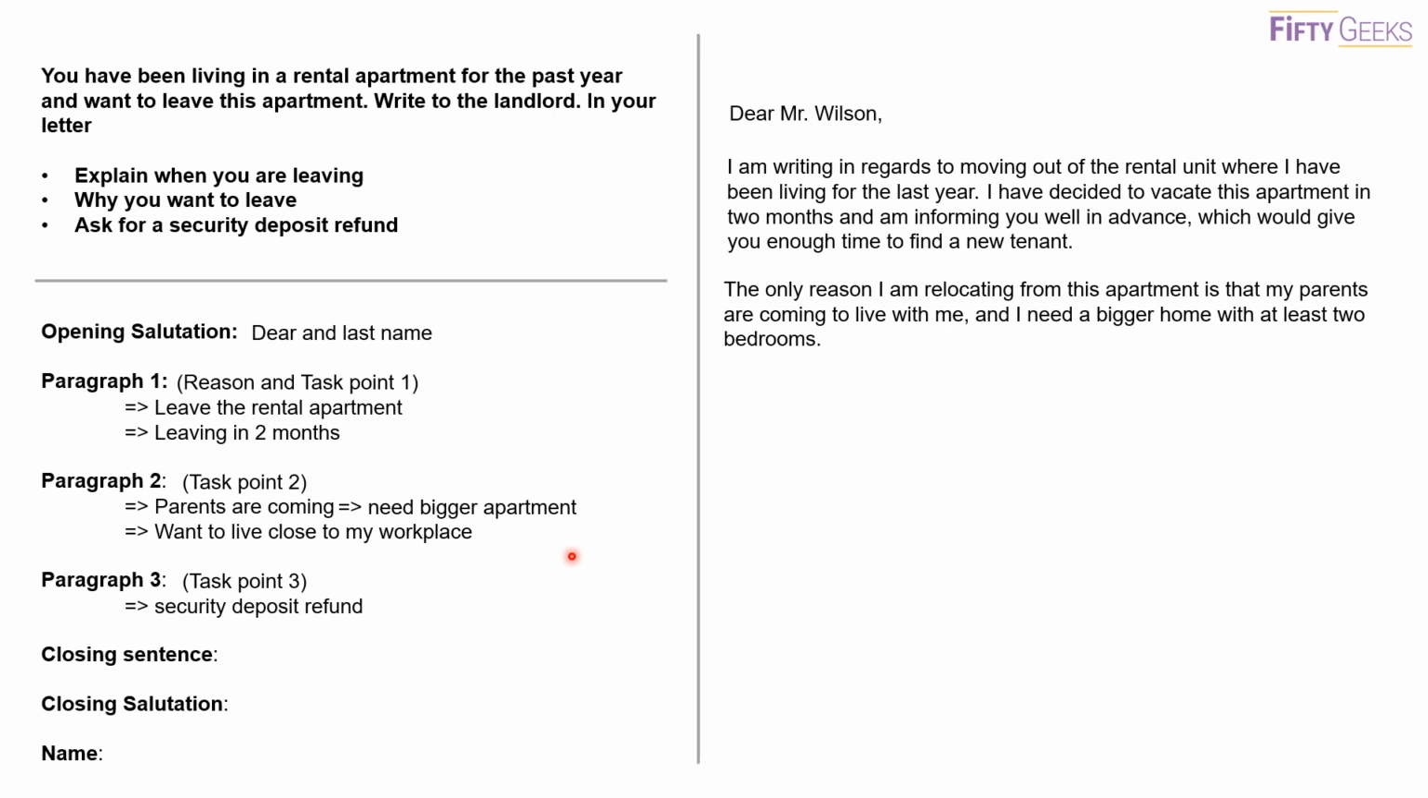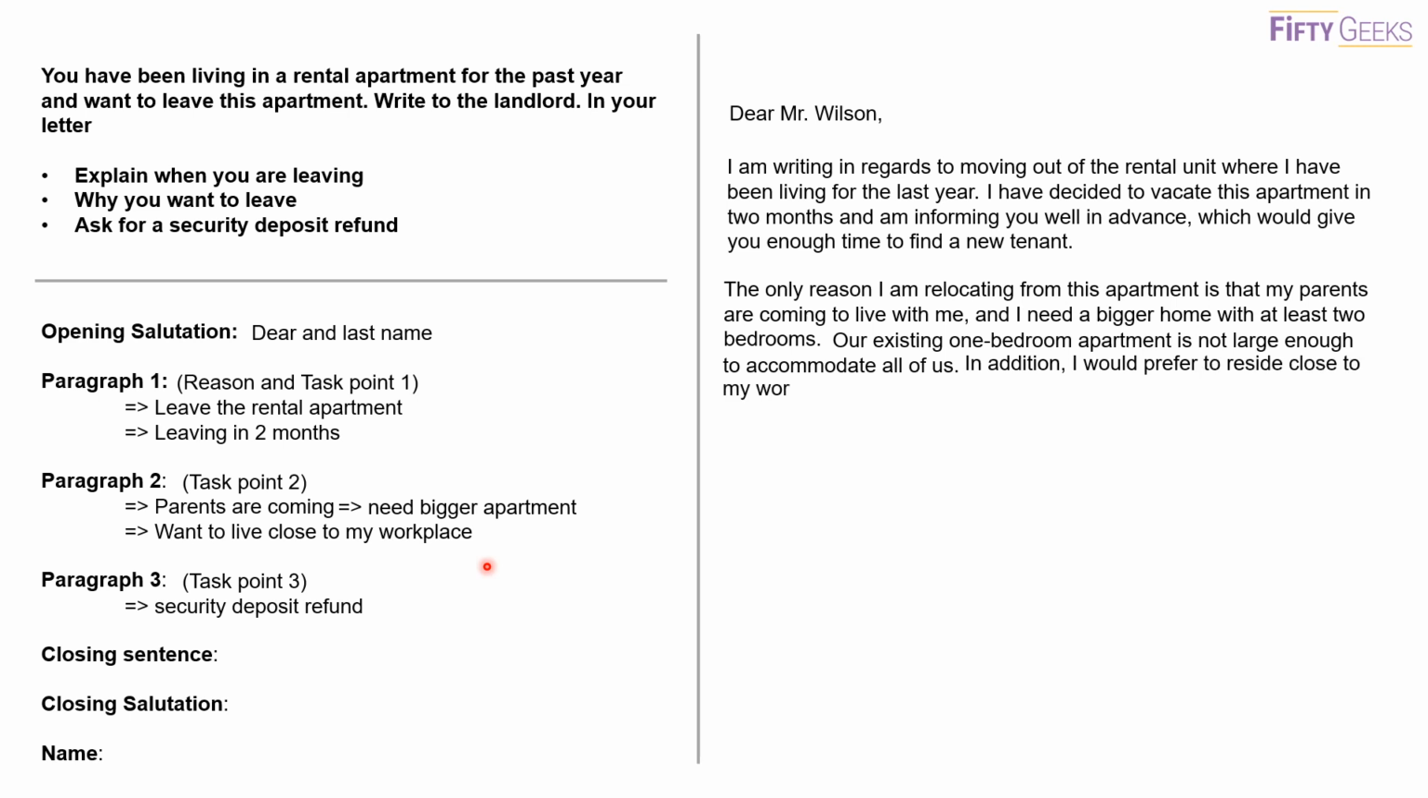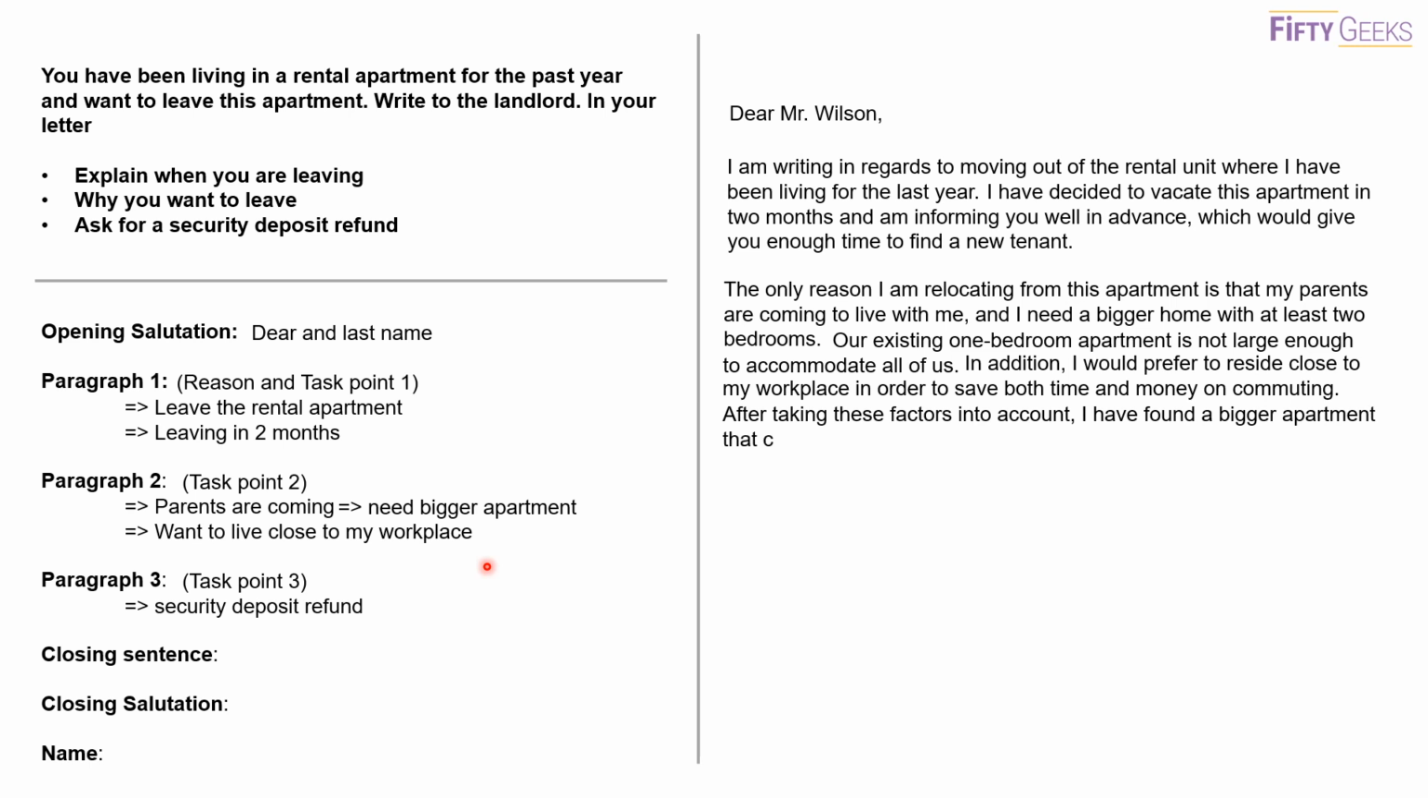I will continue to write: Our existing 1 bedroom apartment is not large enough to accommodate all of us. After that, I will explain the second reason. I will write it as: In addition, I would prefer to reside close to my workplace in order to save both time and money on commuting. I will continue to write: After taking these factors into account, I have found a bigger apartment that could meet all of my requirements.